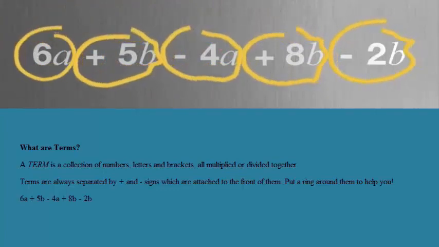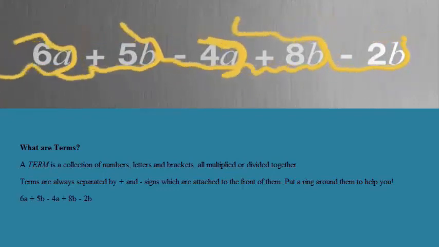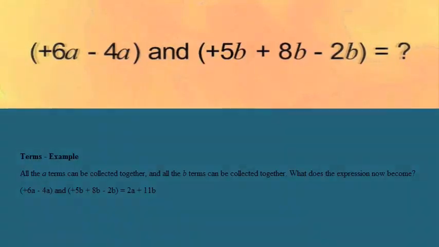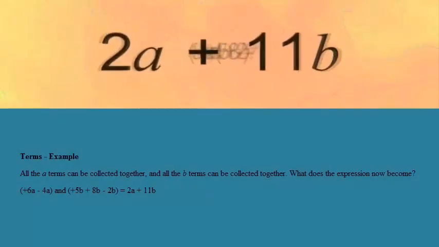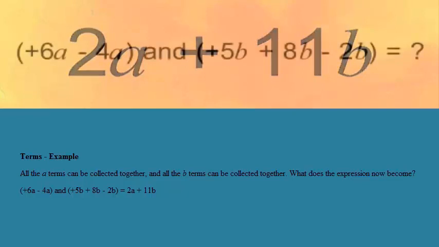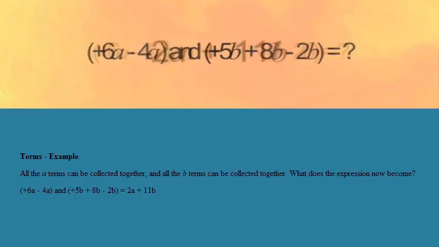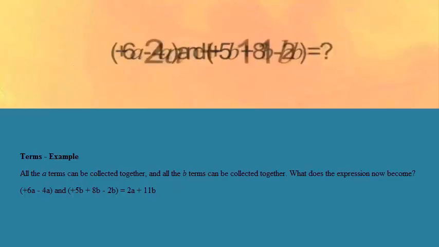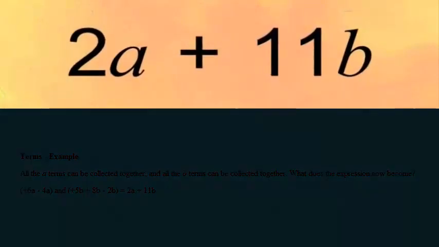6A plus 5B minus 4A plus 8B minus 2B. All the A terms can be collected together and all the B terms can be collected together. What does the expression now become? Plus 6A minus 4A and plus 5B plus 8B minus 2B, which equals 2A plus 11B.